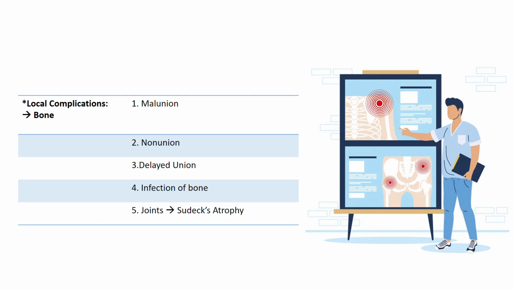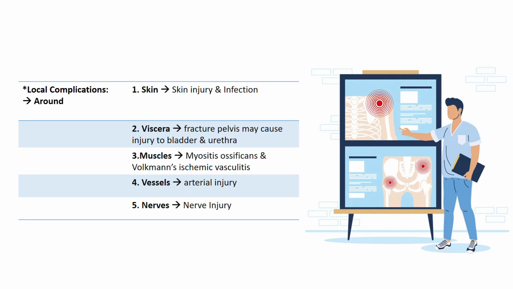Number 4 is infection of the bone, and 5 occurs with the joints, which is Sudeck atrophy, and we will talk about Sudeck atrophy in a separate video. What about other complications? Complications around the bone. First of all, the skin, there will be either skin injury or skin infection.